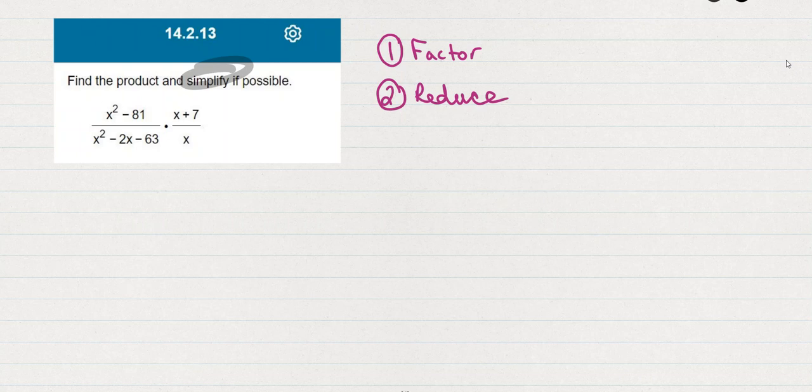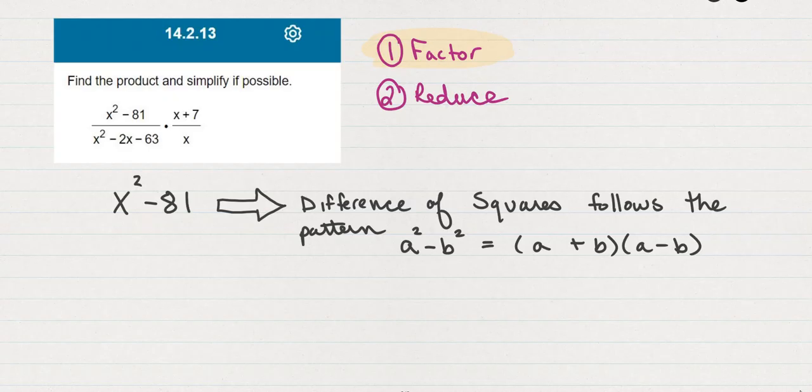Now, it's a little bit of a hidden question here because we're not really so much multiplying as we are factoring and then reducing. So when you see an example like this, even though it says to multiply by saying find the product, what you want to think about is I want to factor and then I want to reduce. Here's what that would look like.